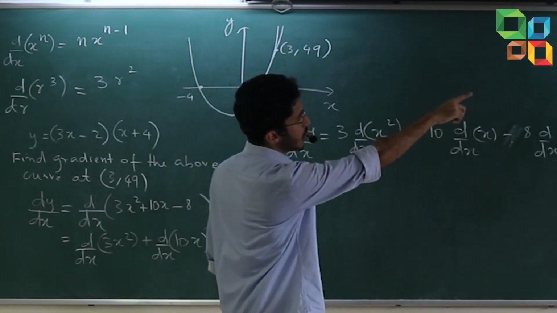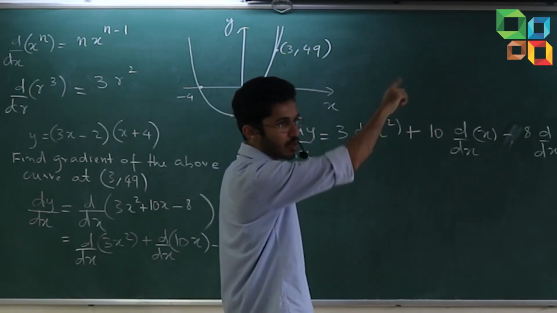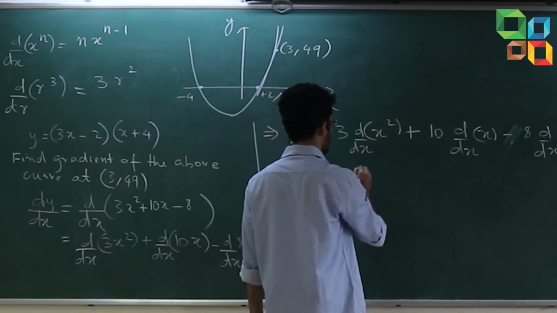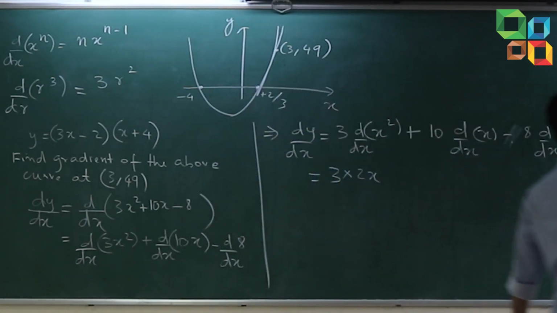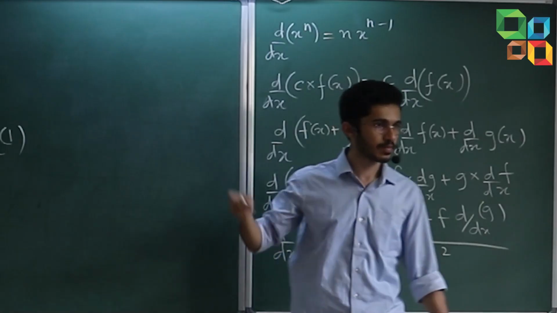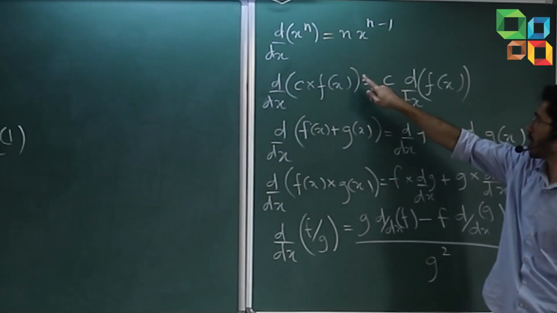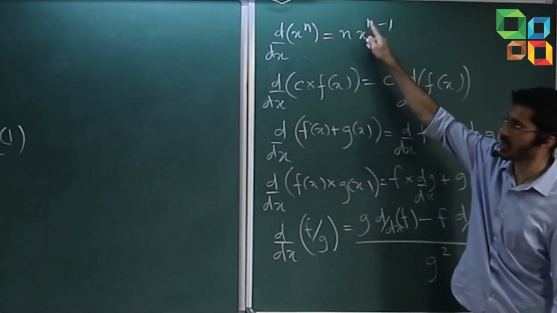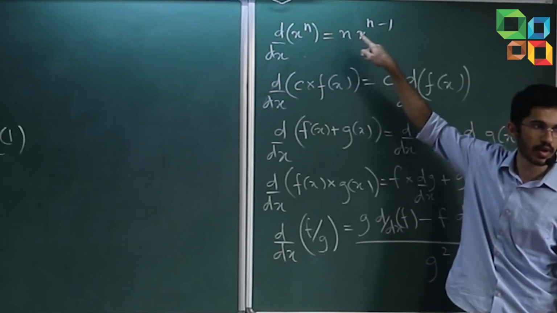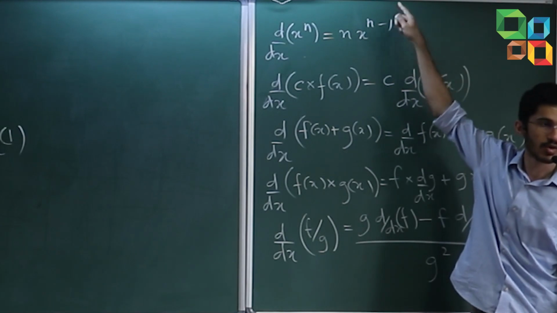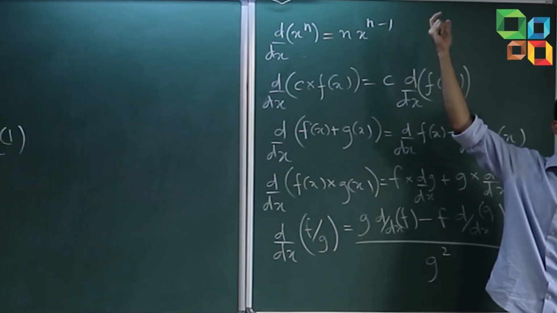X power 2, if I differentiate, I get 2 into x power 2 minus 1, which is 2x. X power 1, if I differentiate, use that rule and tell me what you will get. Put n equal to 1: 1 into x power 1 minus 1. What is x power 0? Anything power 0 is 1.